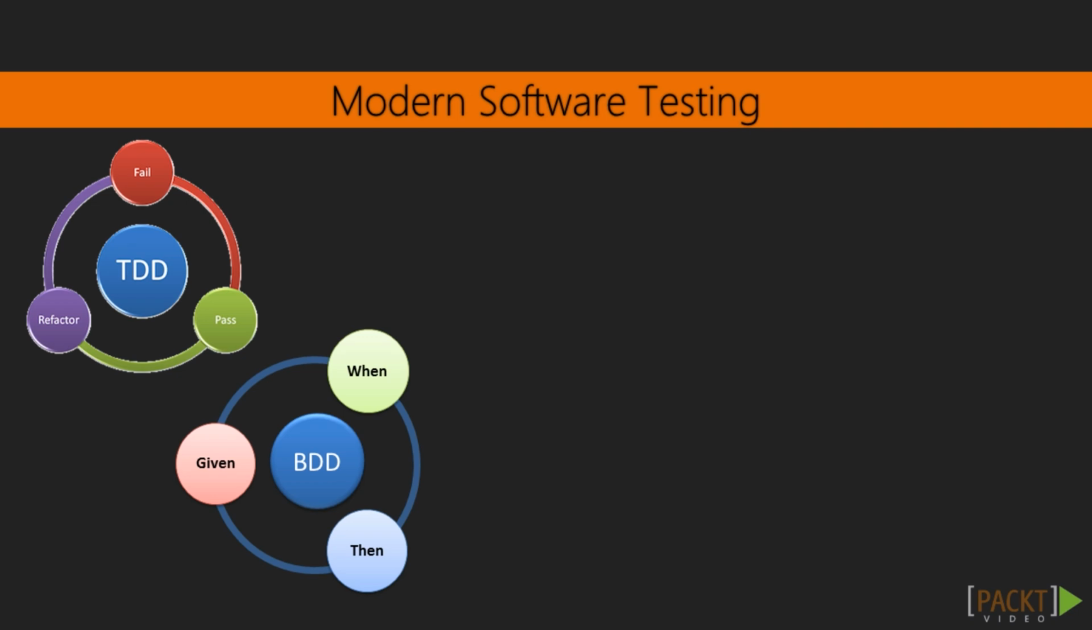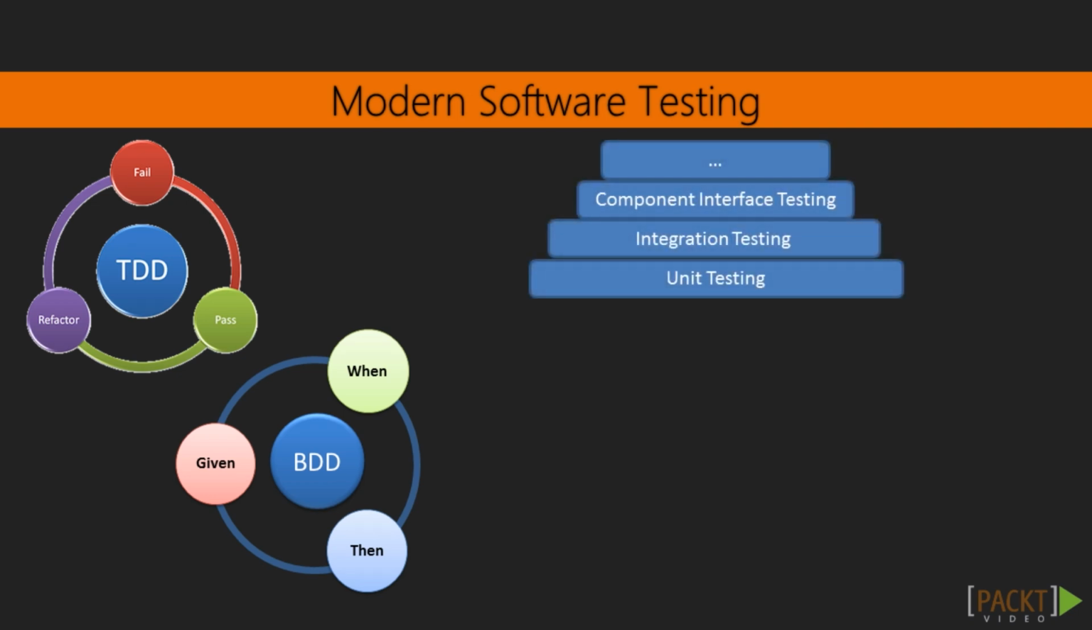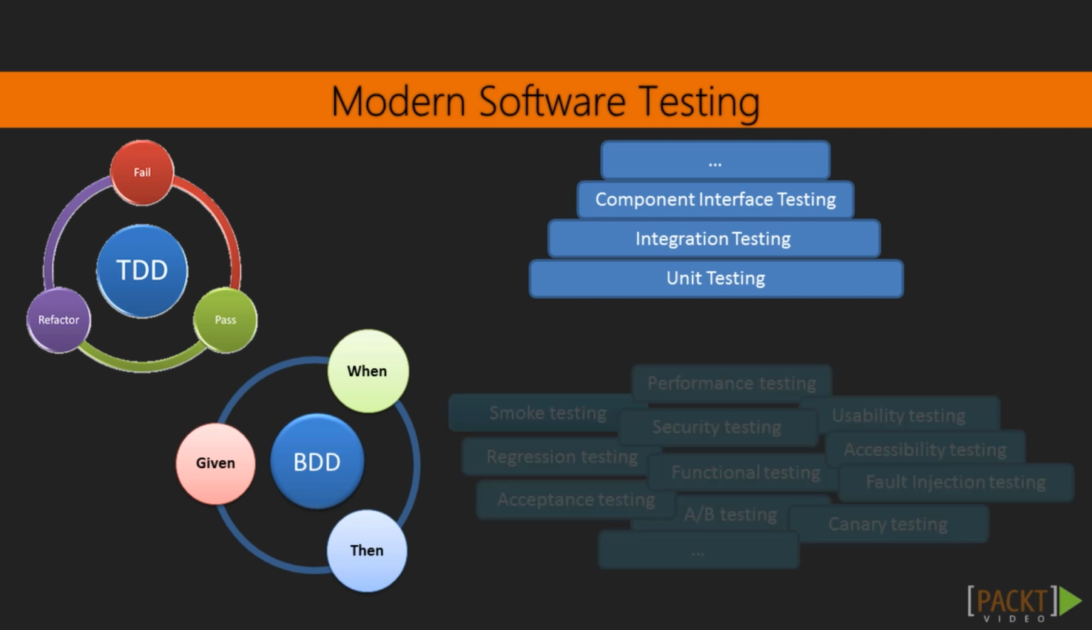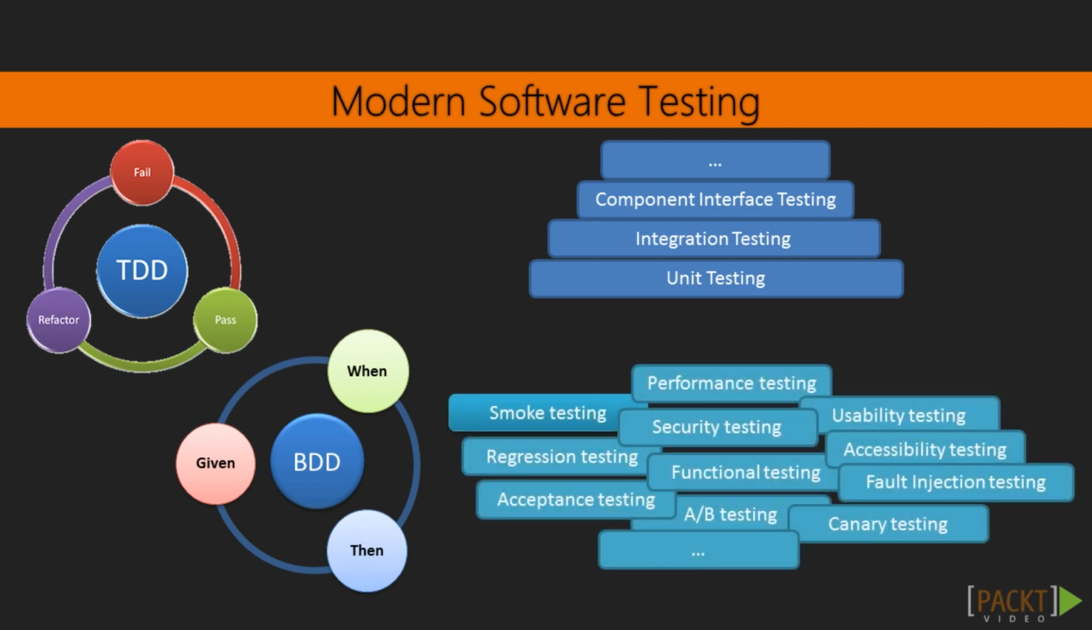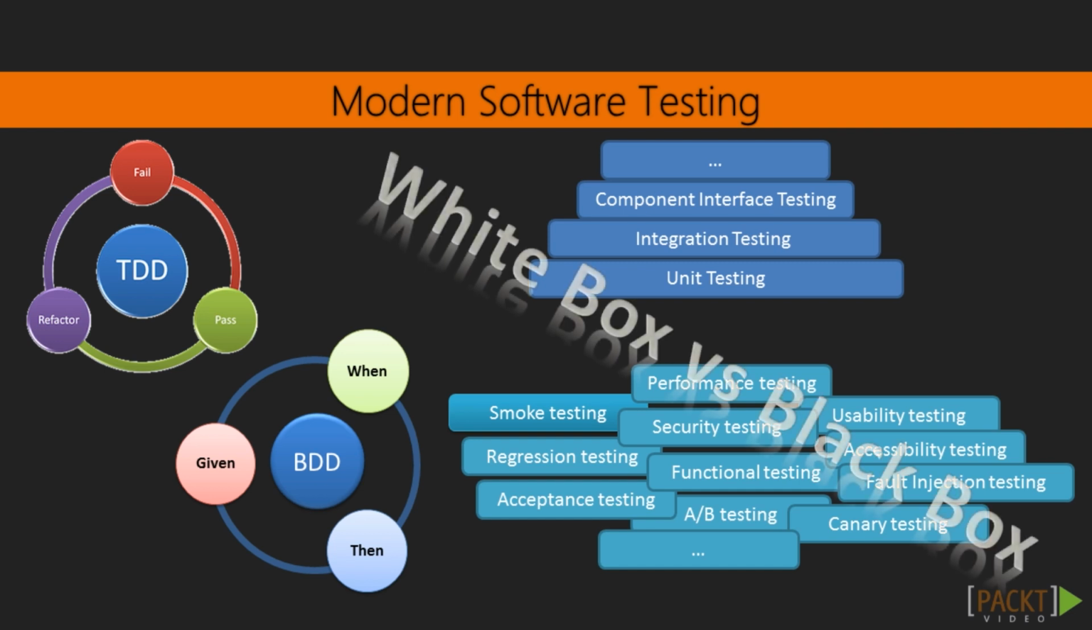Aside from the methodology, testing could be further classified by the different levels of the system it is targeting. For example, unit tests, integration tests, API tests, UI tests, which is also known as the testing pyramid. Down the line, there are a few dozen testing types out there: smoke testing, functional testing, A/B testing, performance testing, regression testing, etc. And last but not least, testing could use white box or black box approaches.